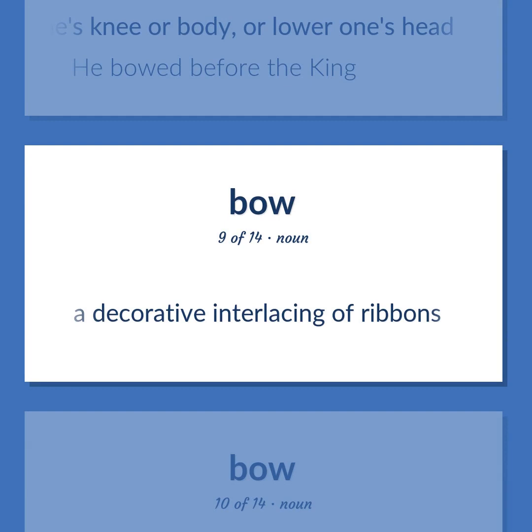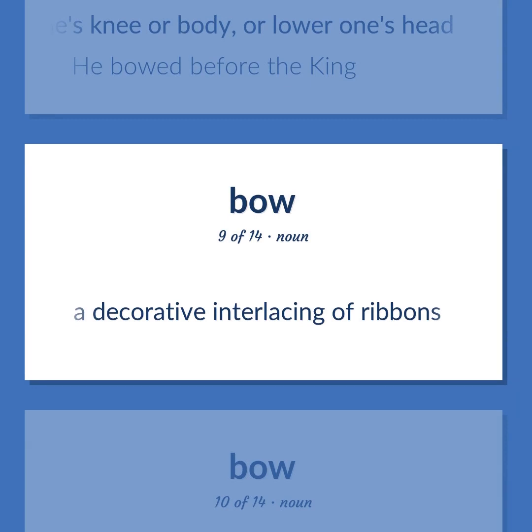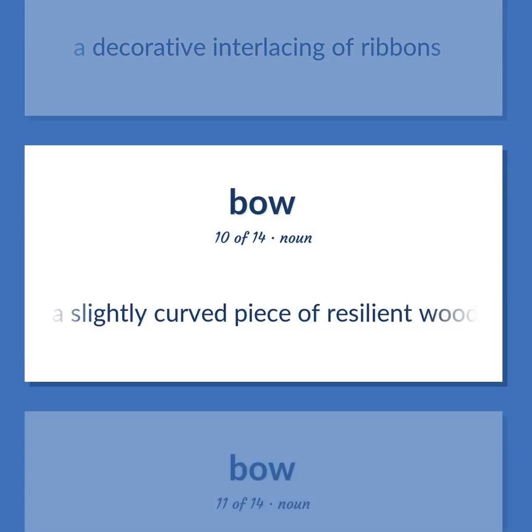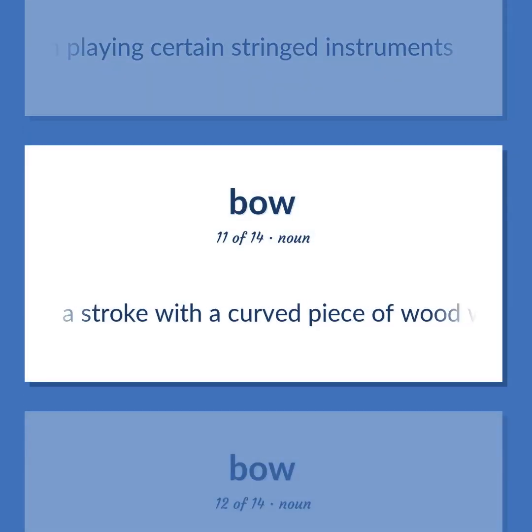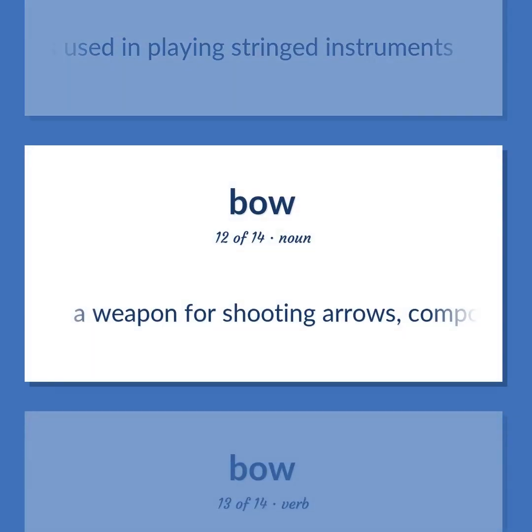A decorative interlacing of ribbons. A slightly curved piece of resilient wood with taut horsehair strands, used in playing certain stringed instruments. A stroke with a curved piece of wood with taut horsehair strands that is used in playing stringed instruments. A weapon for shooting arrows, composed of a curved piece of resilient wood with a taut cord to propel the arrow.